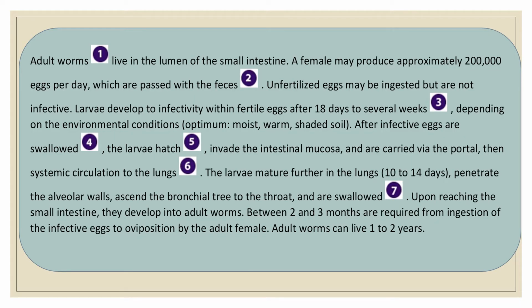Okay, this is what we have explained in the slide before. So the conclusion is that upon reaching the small intestine, they develop into adult worms. Between 2 and 3 months are required from ingestion of the infective eggs to oviposition by the adult female. The adult worms can live 1 to 2 years. That's all.